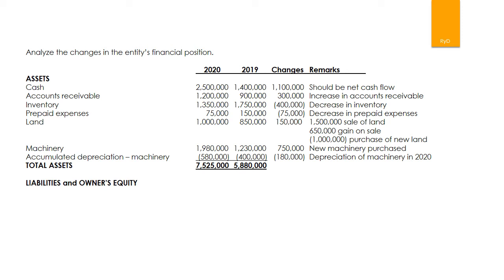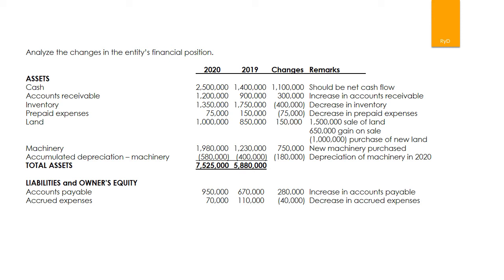So next, let's proceed with our liabilities and owner's equity section. So for our accounts payable in 2020, it's at 950,000. In 2019, it is at 670,000. So we have a change of 280,000. There is an increase in our accounts payable. Next, for our accrued expenses, at 2020, it's at 70,000. At 2019, it is at 110,000. So we have a decrease in accrued expenses of 40,000.